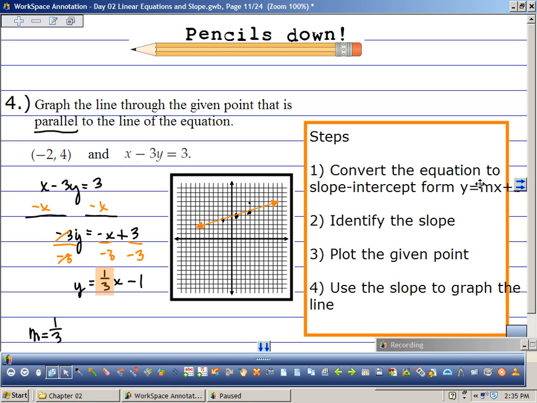So my steps are convert the equation to slope-intercept form, identify the slope, plot the given point.